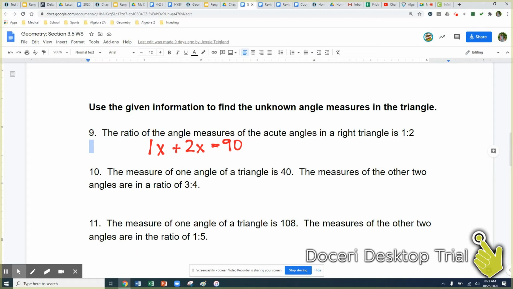So here's our 1 to 2 ratio, 1x plus 2x. Now 1x plus 2x is 3x. 3x equals 90. That's going to show us that x is 30.